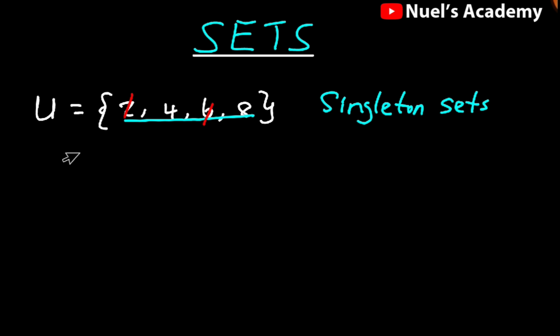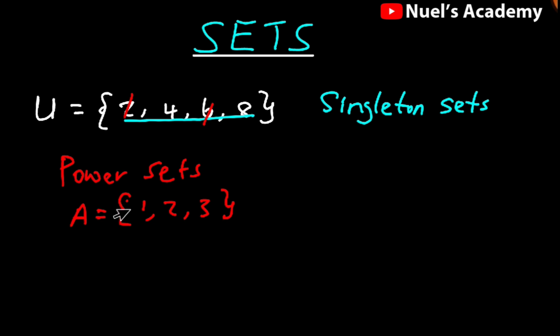Let's discuss the power set. Now, the power set is the collection of all the subsets of a given set, right? So, when you have a set A made up of the following elements 1, 2, and 3, what is the power set of this set?